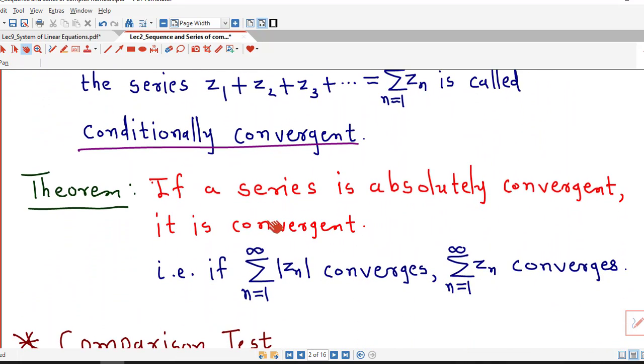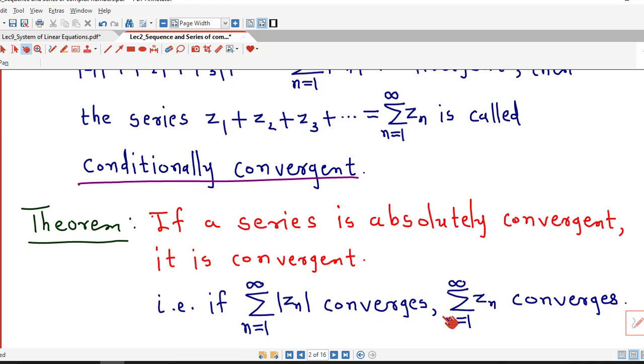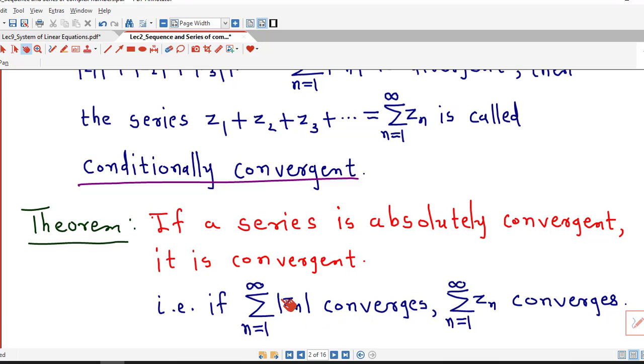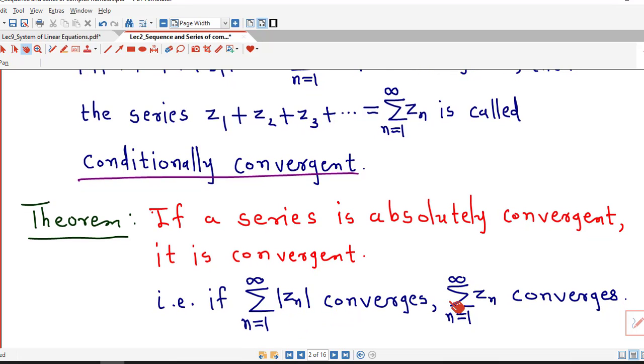And we understand this result. This says that if a series is absolutely convergent, then it is always convergent. This means if sigma mod Zn is convergent, sigma Zn is always convergent. Sigma mod Zn is convergent means sigma Zn is absolutely convergent. So sigma mod Zn convergent implies sigma Zn is convergent.